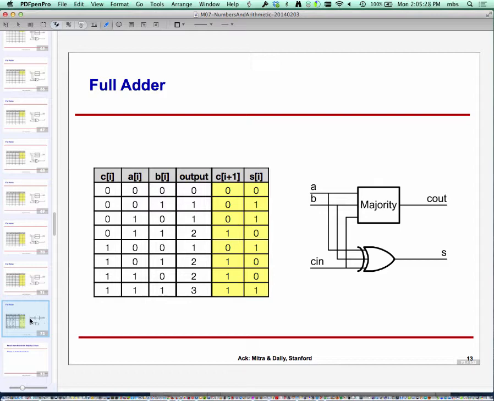Okay, well, let's start on the material covering. So again, the plan today is I'm going to wrap up adders. This will be in the midterm, so you do need to know adders.